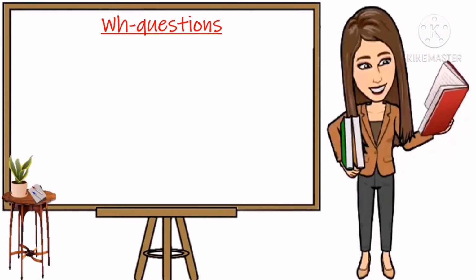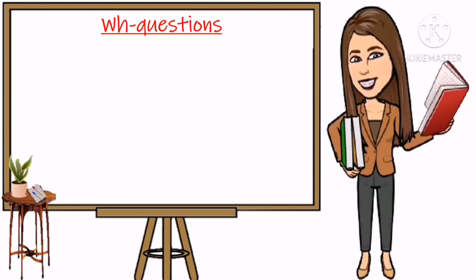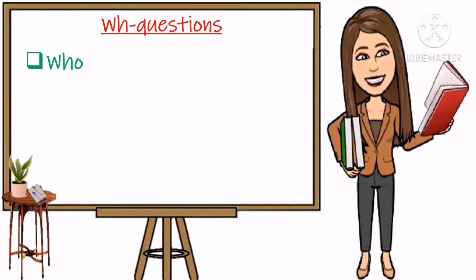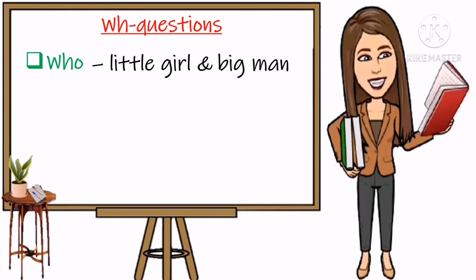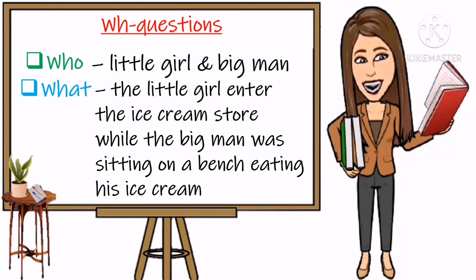Now, let's answer the WH question. First, who are the main characters in the story? The main characters are the little girl and the big man. Next, what are the main characters doing? The little girl entered the ice cream store while the big man was sitting on a bench eating his ice cream.